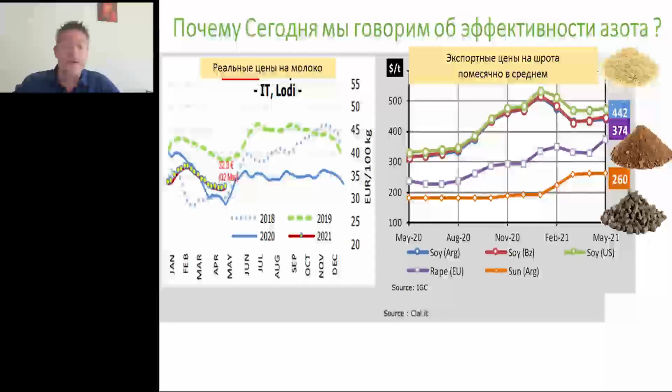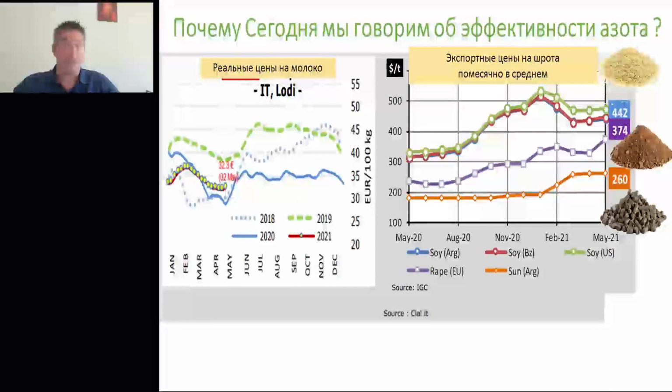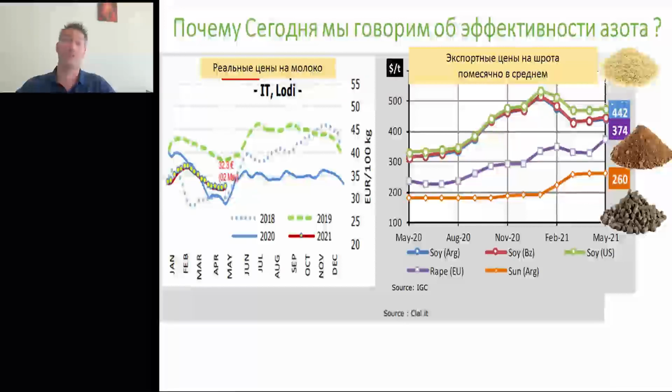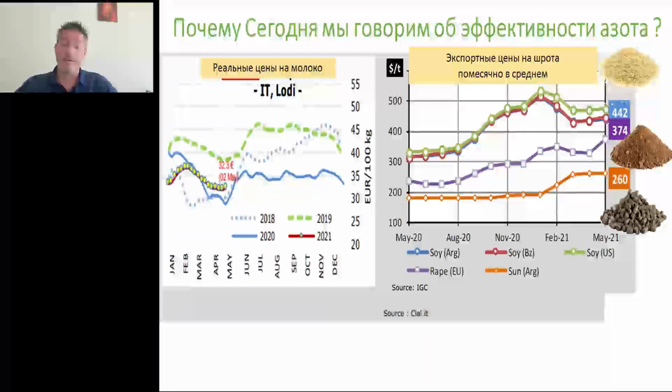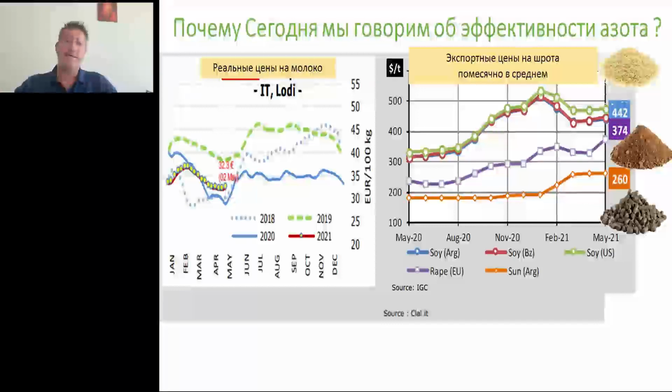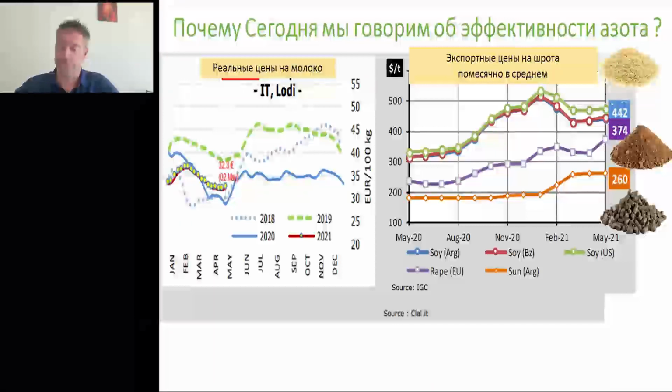Why today we are here talking about nitrogen? It is always a problem, but nowadays this problem is even higher because of the global market situation for the raw material. Today we investigate that price. We see that in Italy now the price of milk, the spot milk price, is steady, is constant. So it's around 33-34 euro cent in June.